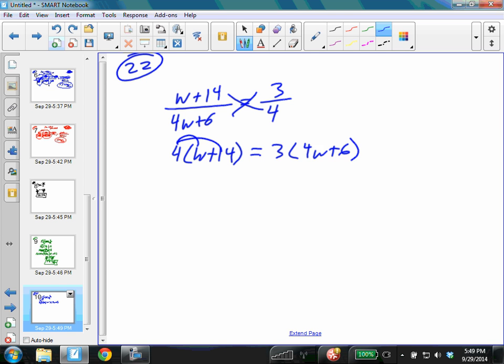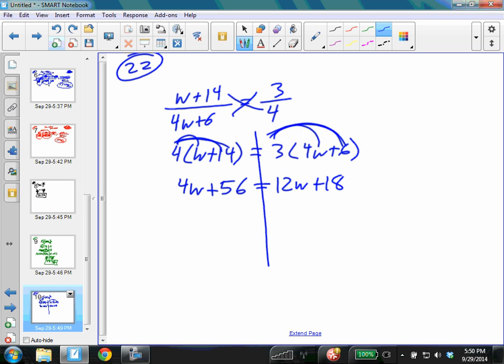So I'm going to distribute my 4 here, and 4 times w makes 4w, and 4 times the 14 is going to make 56. You can use your calculator for that one. You will get a calculator on the test, so you can use it to figure that out if you need to. Then on the other side, we have 3 that we have to distribute. So 3 times 4w makes 12w, and 3 times the 6 is going to give us 18.